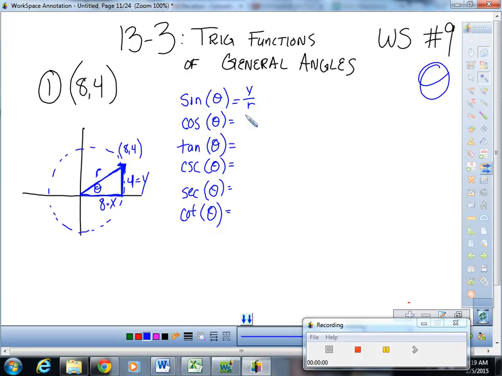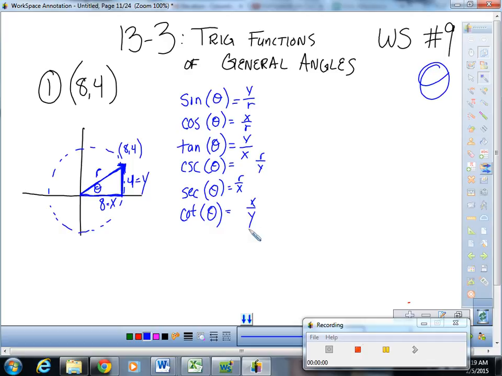Alright, so cosine then is x over r. I'm getting these equations from the top of your sheet. Okay? Tangent of theta is y over x. And then I still just flip them. So cosecant is r over y, secant is r over x, and cotangent is x over y. So far, so good. We're missing our r.